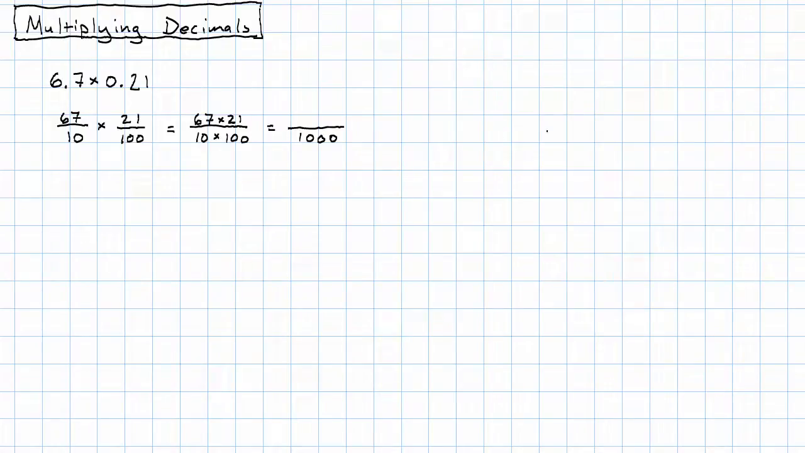67 times 21, I think I'm going to want to write out. 67 times 21. Multiply in the ones place. 1 times 7 is 7, 1 times 6 is 6. Multiply in the tens place. 2 times 7 is 14. 2 times 6 is 12, 13. Add them up.